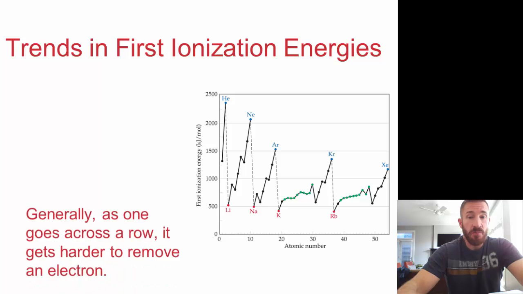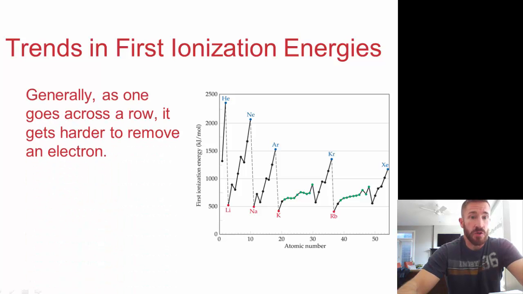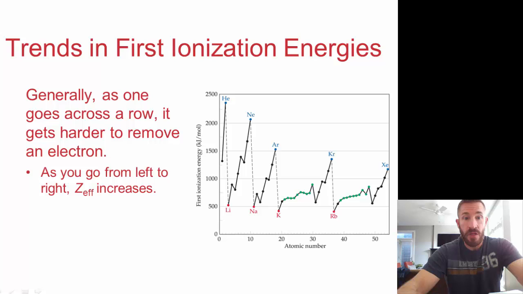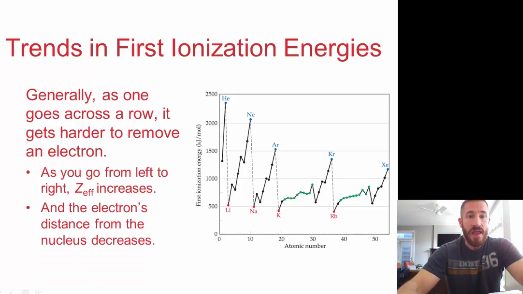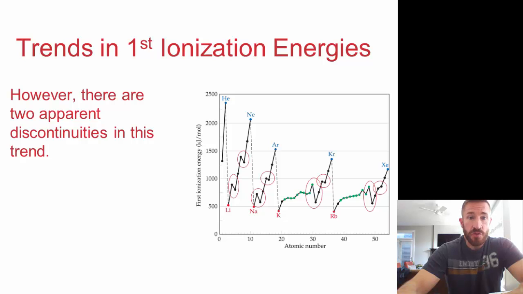Next, there are a couple of discontinuities. Generally, as you go across the row, it gets harder to remove an electron. As you go left to right, effective nuclear charge increases, and the electrons' distance from the nucleus decreases as well. So there are two reasons ionization energy increases going to the right. So, trends in first ionization energy: there are two apparent discontinuities in this trend.